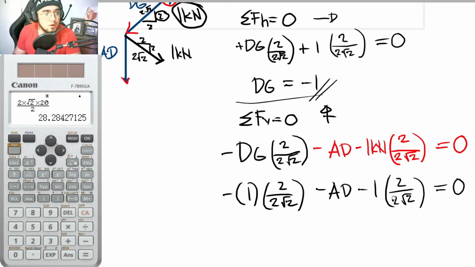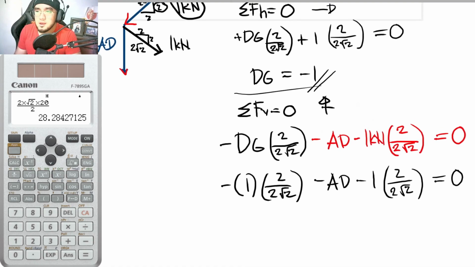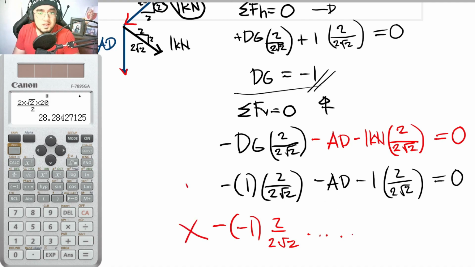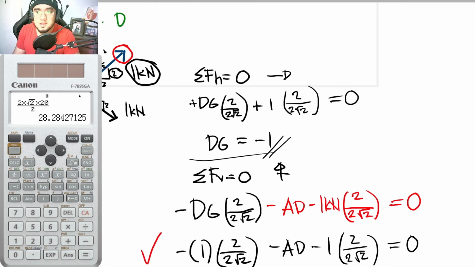So I probably know what you are thinking right now. You think that I am committing an error here because DG is equal to negative 1 and I have only substituted 1 here. If you are thinking that it should be negative 1 times 2 over 2 square root of 2, then you are wrong, because this is actually correct. This negative symbol here only denotes that you have assumed the wrong direction.